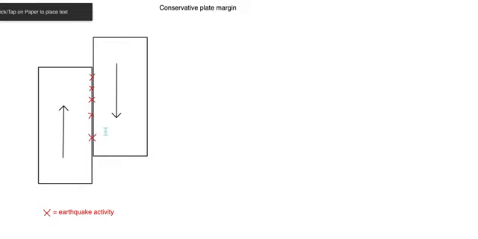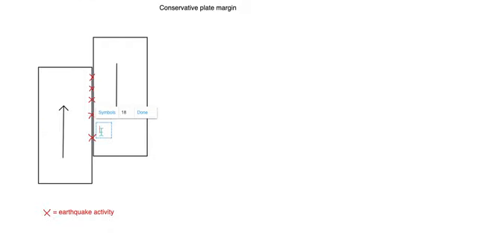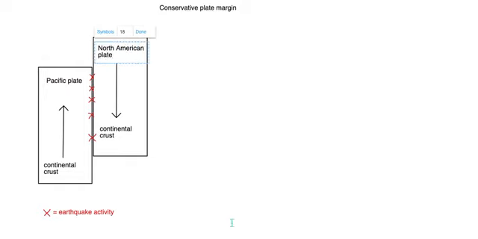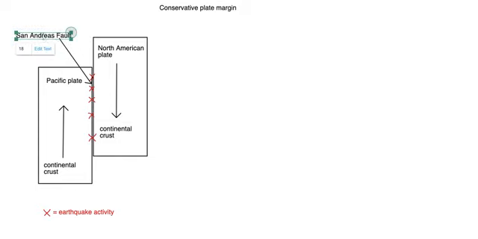Both are continental, so we're going to add some labels here. So we've got continental crust, and here as well, continental crust. Plate examples, we're going to do Pacific plate and North American plate. And the landform, which would be all along here, is the San Andreas fault.